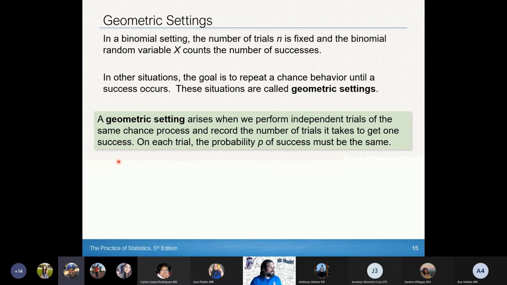All right. A geometric setting arises when we perform independent trials of the same chance process and record the number of trials it takes to get one success. On each trial, the probability P of success must be the same.